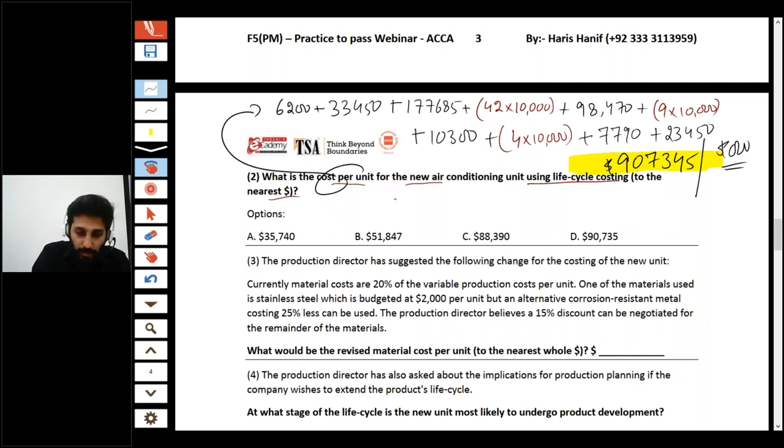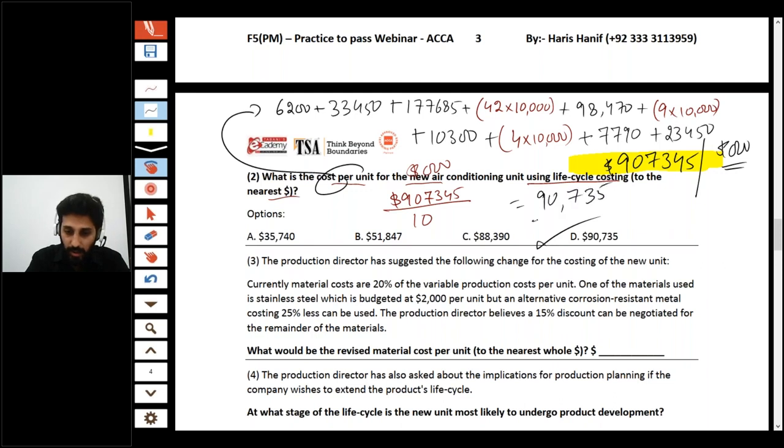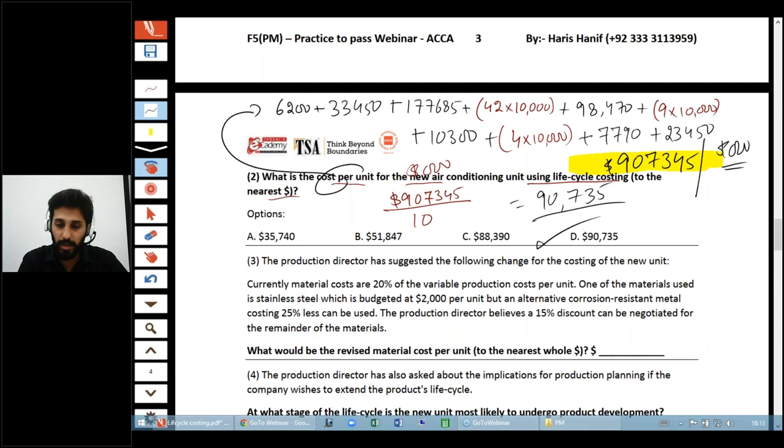And now I need the total cost per unit, so that will be 907,345. This was ignoring triple zero, so I will be dividing by 10 only. If you want to take 10,000 completely, you should write 3 zeros at the top priority, right? So divided by 10, that would be 90,735. This is the answer, right? So your answer is absolutely right, whoever calculated this. Option D. Yes.